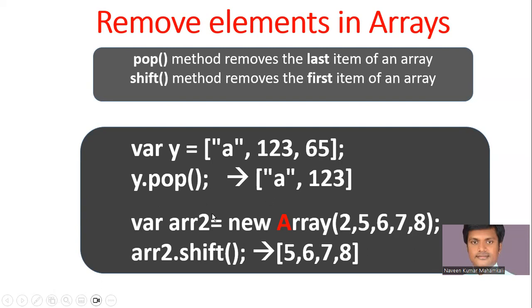Similarly, you can see here array2 has been created initially with 5 elements. I call the function array2.shift. As a result, you can see the first element 2 has been removed from the array. So the resultant elements are 5, 6, 7, 8. So the array length has been decreased by 1. So this is about pop and shift functions or methods.